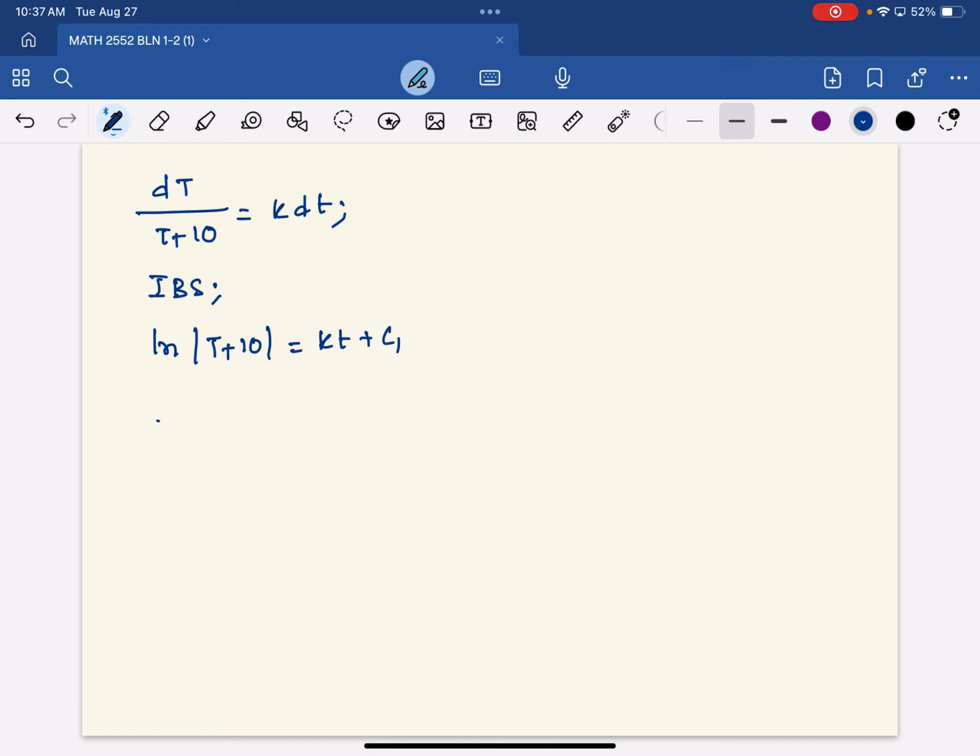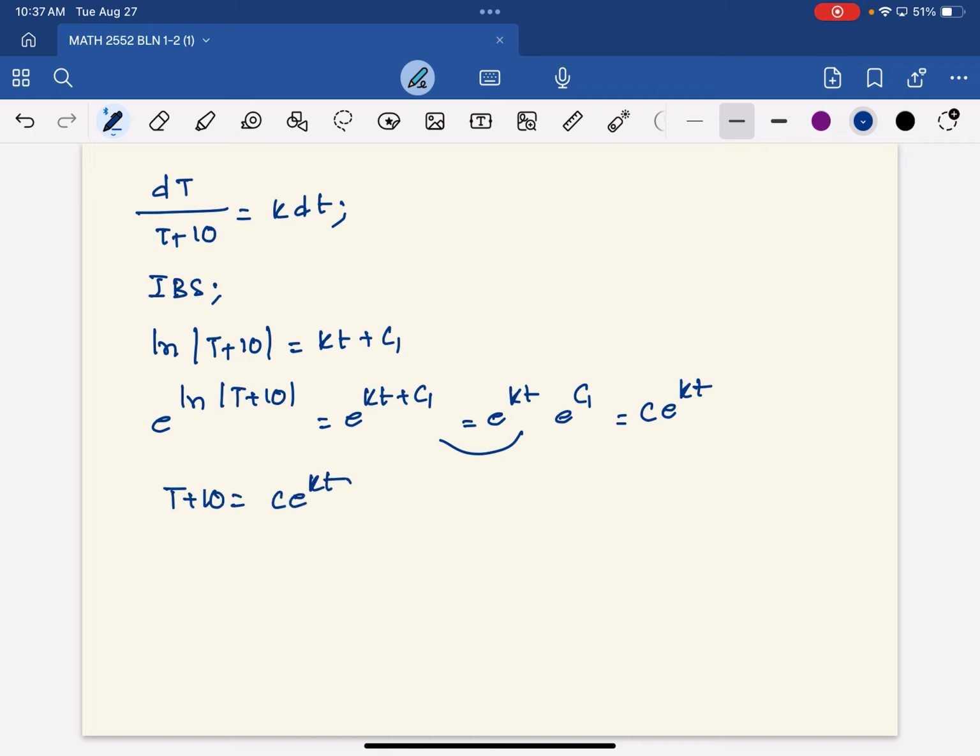To isolate T, you raise both sides to the power of e. That gives e to the KT plus C1, which is e to the KT times e to the C1, so that is C times e to the KT. If you don't want to show these two steps, you can skip to the last one. That gives T plus 10 equals C times e to the KT. So the temperature at any given time t is C times e to the KT minus 10.